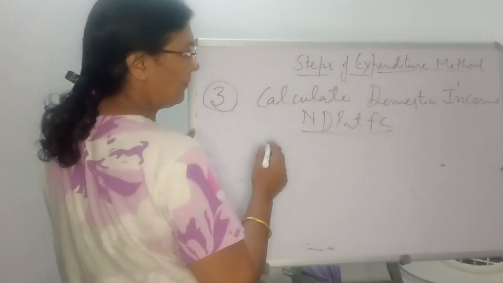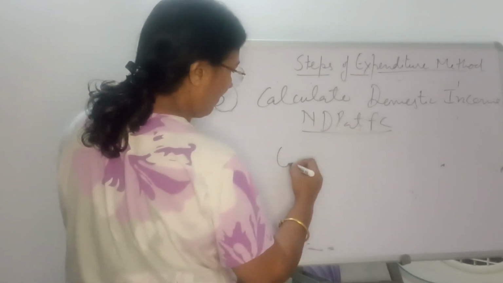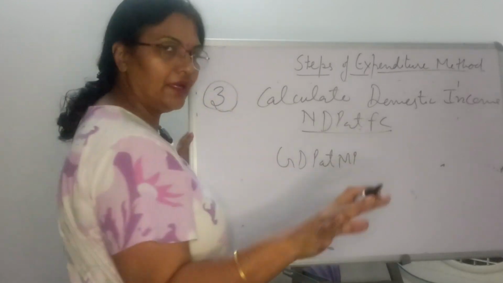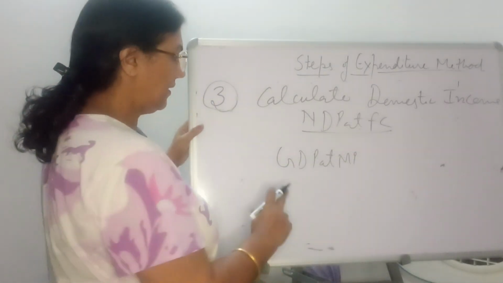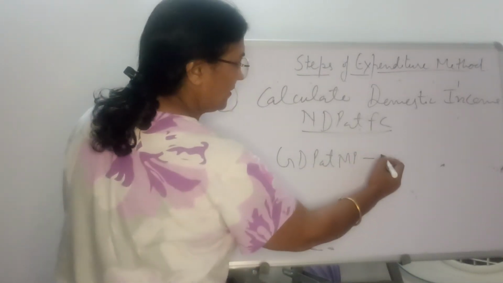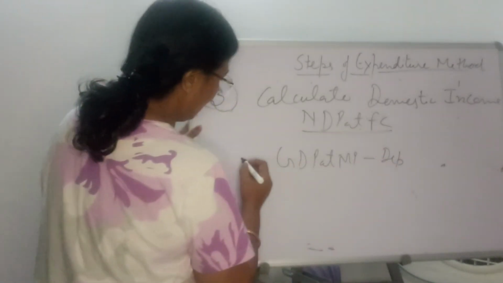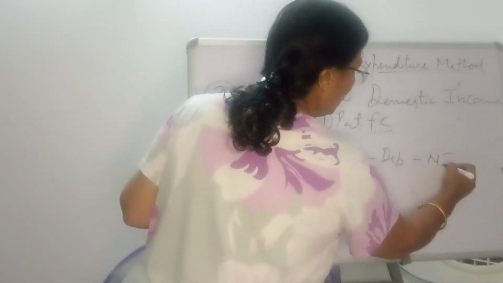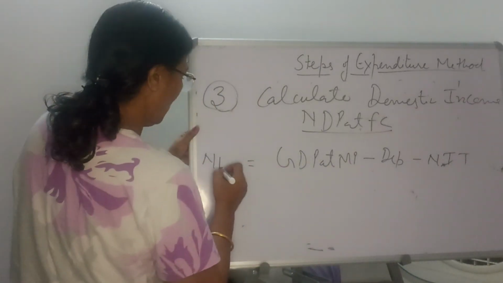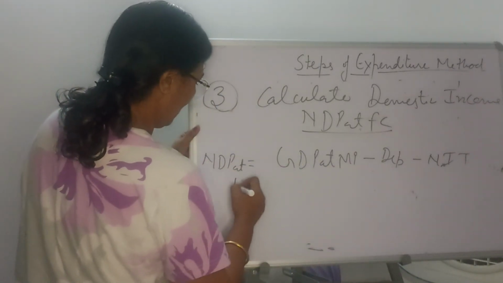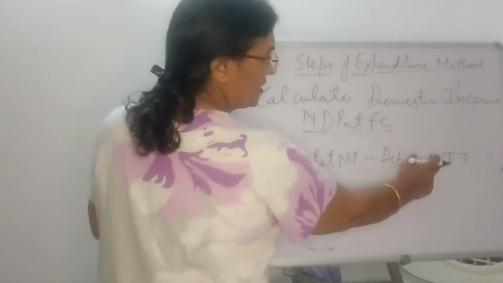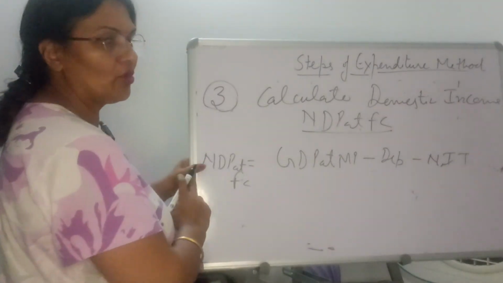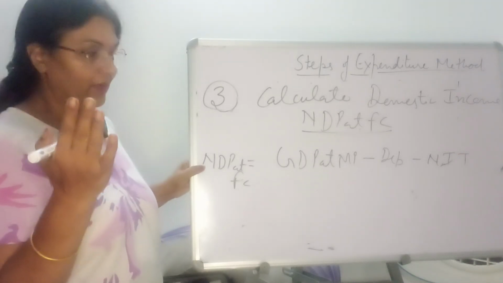So, how to calculate domestic income? NDP at FC from GDP at MP. GDP at MP, we calculated in the second step. So GDP at MP minus depreciation gives net, and minus NIT gives FC. So by deducting depreciation and net indirect taxes from GDP at MP, we arrive at domestic income. This is the third step.